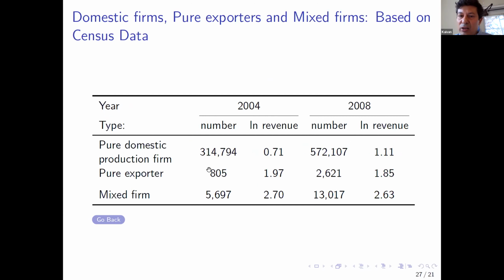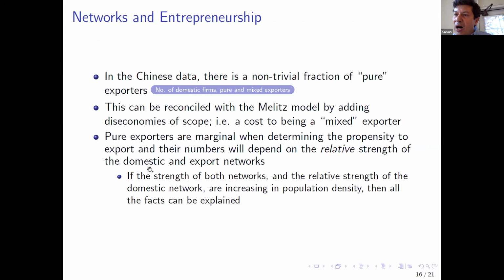So you have lots and lots of smaller domestic firms. We have very large mixed firms who do domestic production and exporting. And then you have these pure exporters who are intermediate. And it turns out that these are the people who are in some sense the marginal firms who determine the propensity to export. And these firms have to make a choice between the domestic network and the export network.